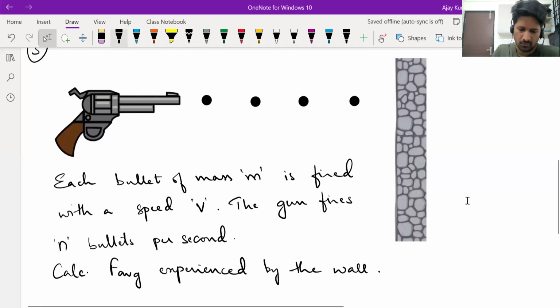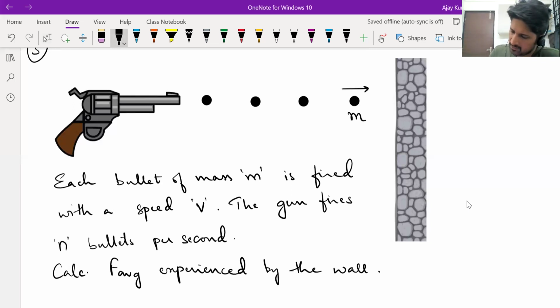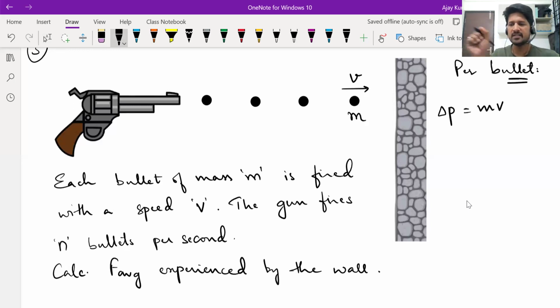Now how are we going to do that? We know the mass of the bullet is m. It is moving with a speed v. That means it carries a momentum mv. But what it is doing, it hits the wall and comes to rest. The bullet comes to rest, which means all the momentum mv is lost. So per bullet, the change in momentum is mv. I'm only taking the magnitude. Per bullet, the change in momentum upon collision with the wall is mv. It loses all its momentum.